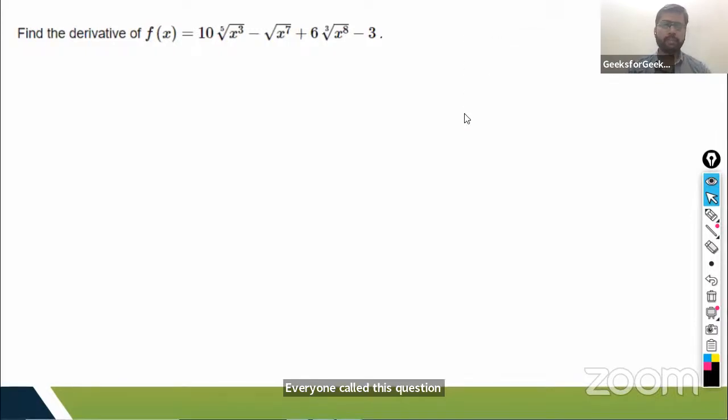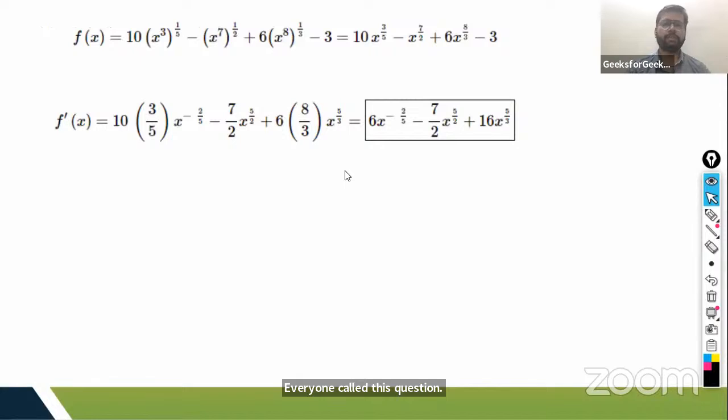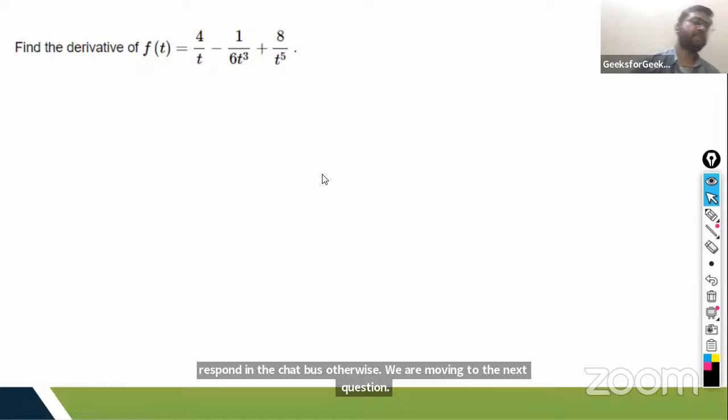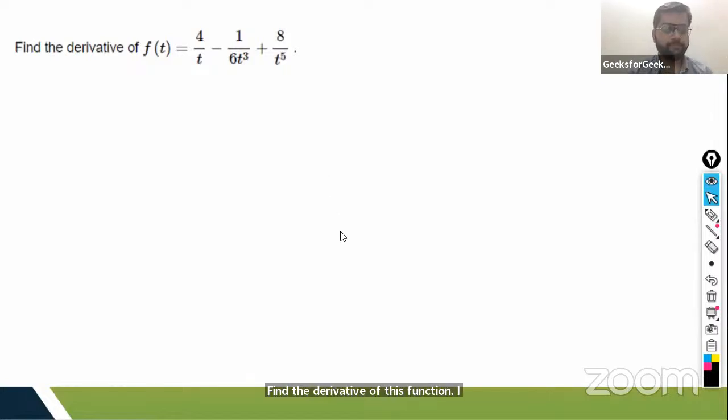Anyone who wants me to repeat this question, please respond in the chat box. Otherwise, we are moving to the next question. Find the derivative of this function. Let's solve this one.